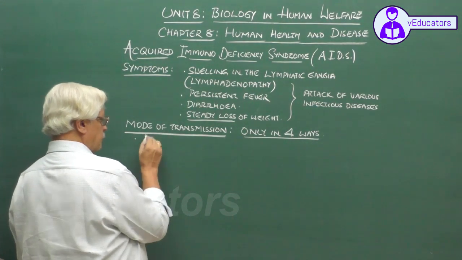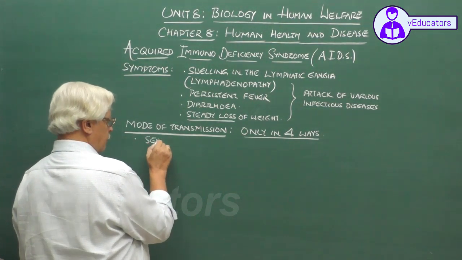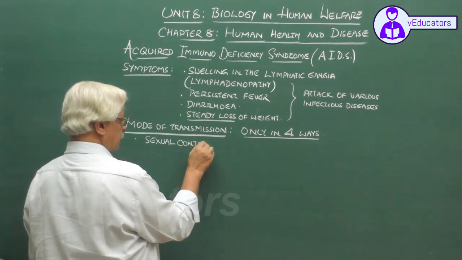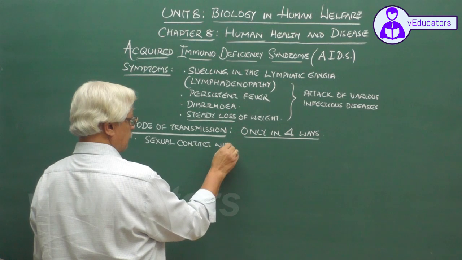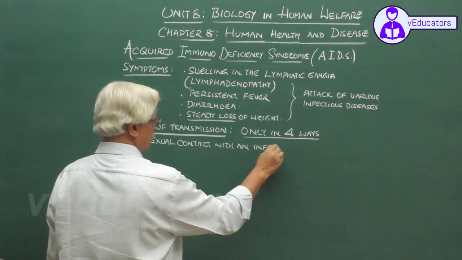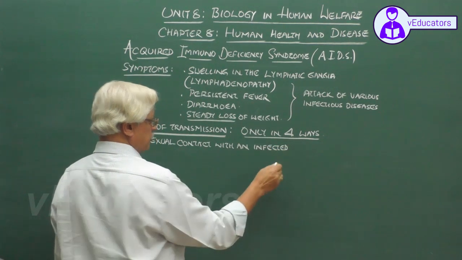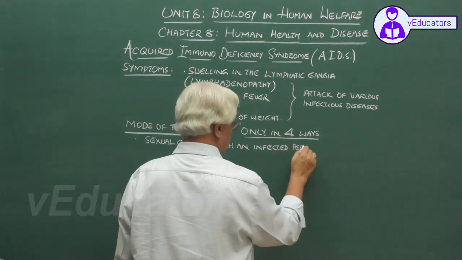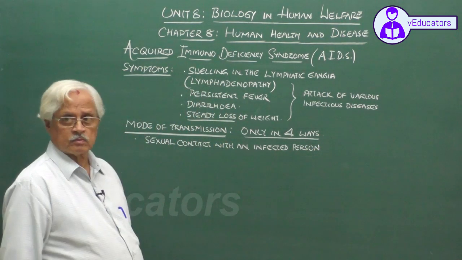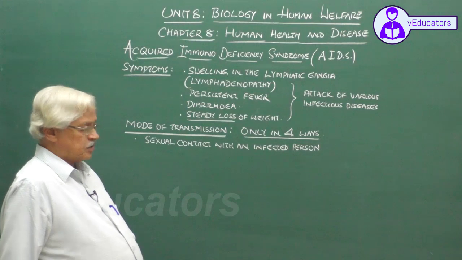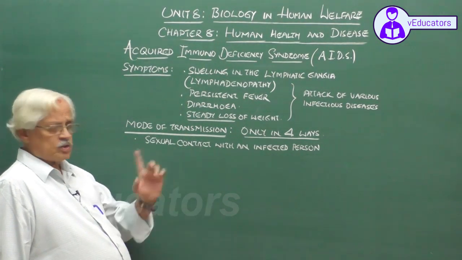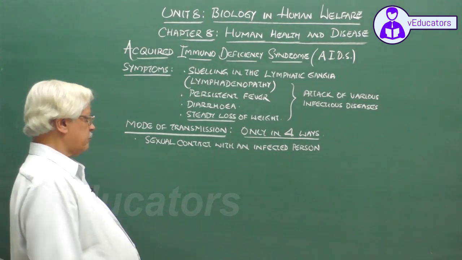One, sexual contact with an infected person. So having unprotected sex with an infected person is one of the main causes of HIV infection.